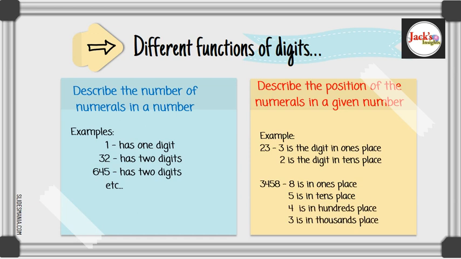So these are the different functions of digits. Again, digits describe the number of numerals in a number, and digits describe the position of the numerals in a given number, whether it is the first, the second, third, or fourth digit.